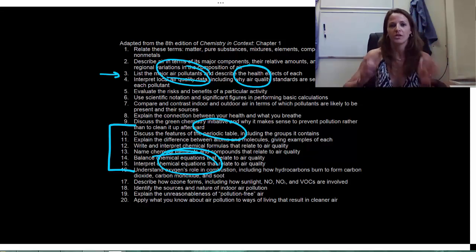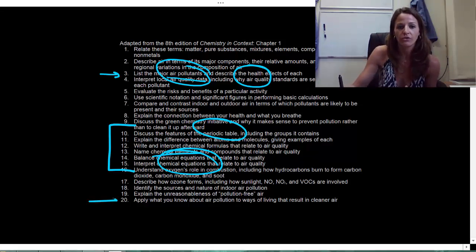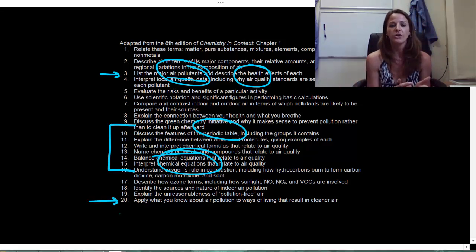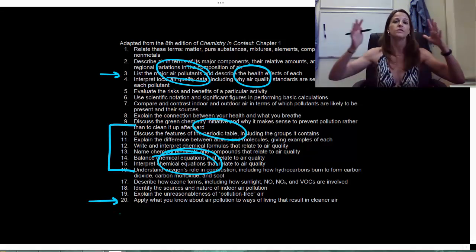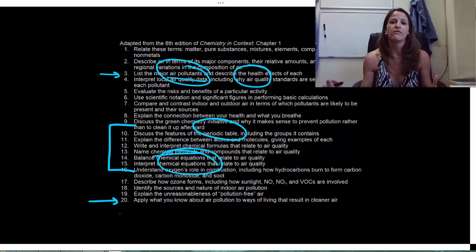The most important thing, though, if you get one thing from this semester or this unit, aside from not smoking indoors, is I really want you to accomplish number 20. So apply what you know about air pollution to ways of living that result in cleaner air. So this is the big picture, okay? Identify how we're creating pollutants as humans, identify what we can do to make this environment better for our children, our children's children, our children's children's children. We just want to make this a healthy, great place to live.